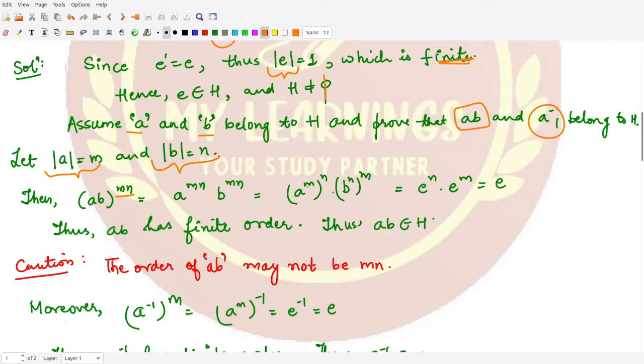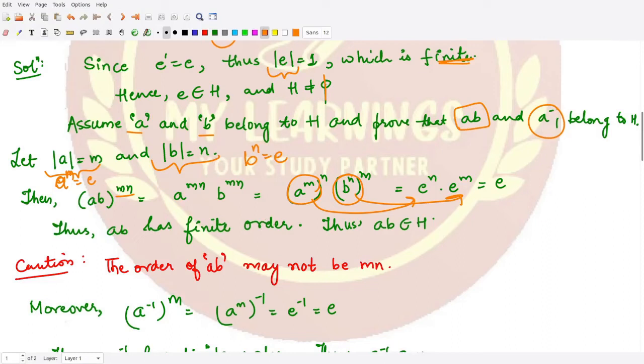Why have we written it like this? Because A to the power m is equal to E, since the order of A is equal to m. And the order of B is n, so B to the power n is equal to E. Substituting these values here, we have E to the power n, and in place of B to the power n, substituting E, we have E to the power m. E to the power n is again E, E to the power m is also E, and E multiplied with E is E only, that is the identity. Therefore AB has finite order.